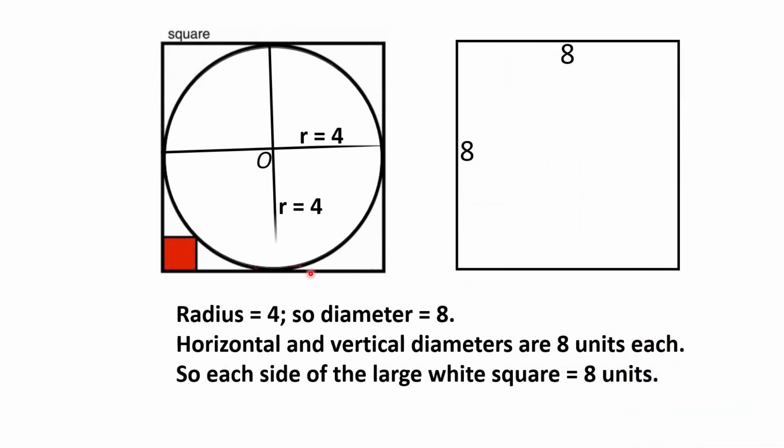Draw the horizontal diameter and the vertical diameter as shown. Radius is 4, so the diameter will be 8. The horizontal diameter is 8 units and the vertical diameter is 8 units, so each side of the square is 8 units in length.